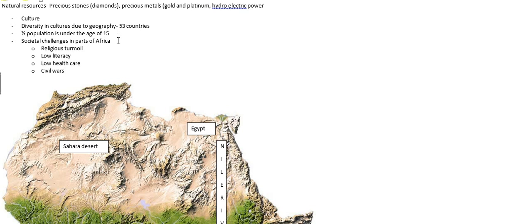Some of the societal challenges in parts of Africa are, like we had said before in our reference to Gabriel Beldang visiting us, religious turmoil. As a result of these civil wars, religious turmoil, and the remoteness, not having as much access to economic well-being, there is a low literacy rate, and there's also low health care in a lot of places in Africa. That does not go across the board. There are large cities, such as Johannesburg in South Africa, that is very, very rich. In fact, the World Cup of soccer, before the one in Brazil, was hosted there.